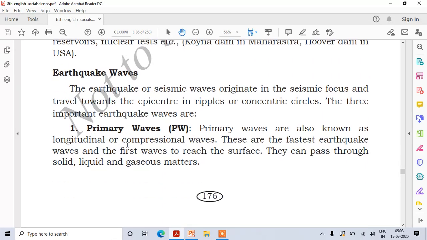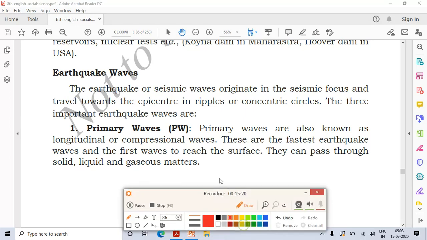Now we'll read about earthquake waves. What are earthquake waves? The earthquake or seismic waves originate in the seismic focus and travel towards the epicenter in ripples or concentric circles. So what happens? These are also known as seismic waves, and they originate where? In the seismic focus or the hypocenter, right? And they travel along the epicenter in ripples or in the form of concentric circles.